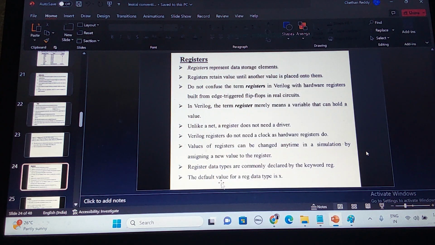The default value of a wire is Z. Z means the floating state, which is nothing but an open state. The default value of a reg is the unknown state, meaning X. It may be 0 or 1. So these are the two data types.